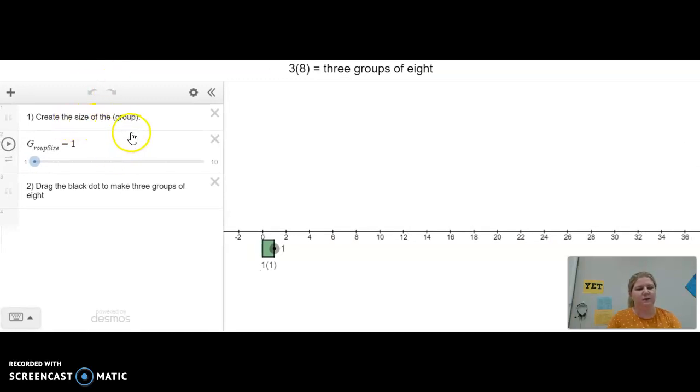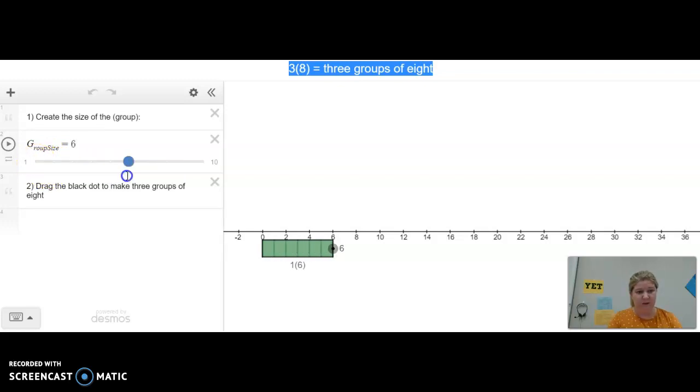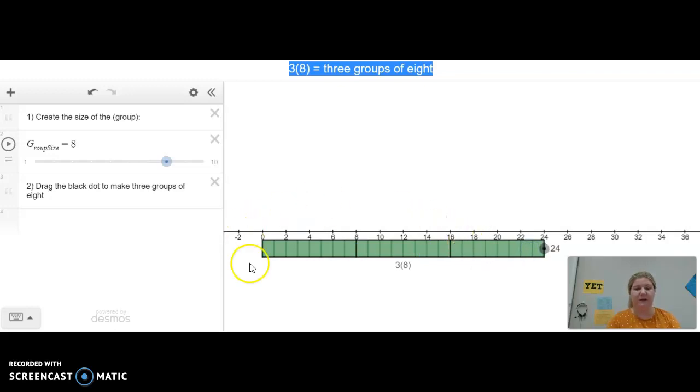Okay, so create the size of the group, and I'm doing 3 groups of 8. So my group size is 8, and then I'm going to drag this block to make 3 groups. So 1 group, 2 groups, 3 groups. Now I have 3 groups of 8, and notice that is 24. We're going to move on to the next slide.